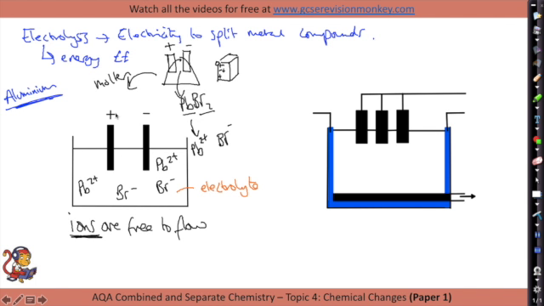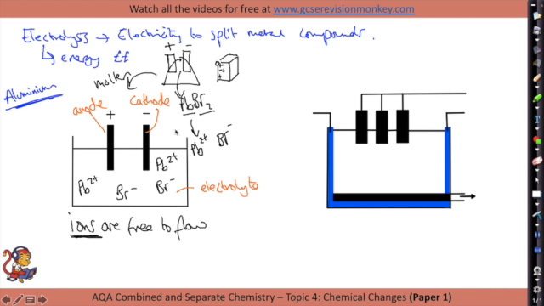And these are the two electrodes. You've got a positive electrode, otherwise known as the anode, but if you don't remember that, just write positive electrode, and the negative electrode, which is the cathode. And this, as I'll show you later, is connected up to a DC supply.